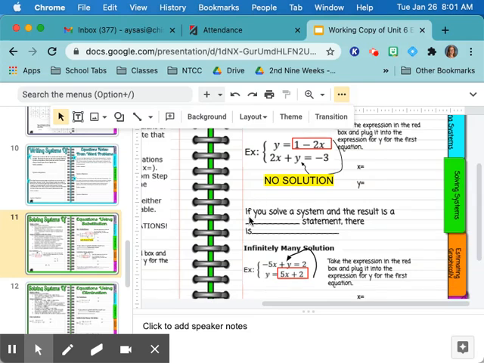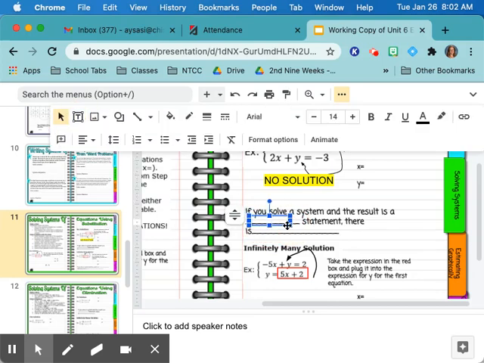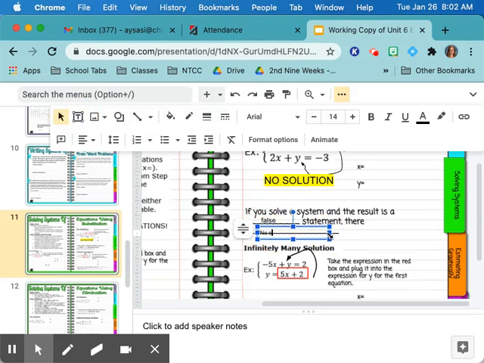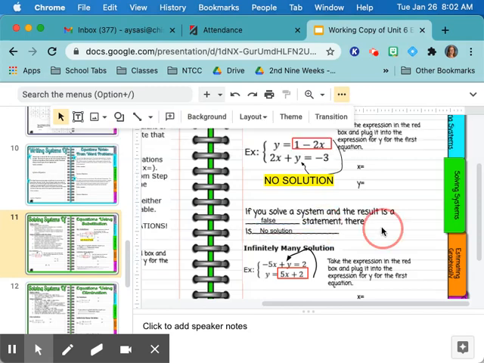Okay, let's fill in the blank here. If you solve a system and the result is a blank statement, there is... So remember when we solved it and we came out with 1 equals negative 3? What kind of statement is that, mathematical statement? False. If it turns out to be a false statement, then there is no solution. If you solve a system and the result is a false statement, there is no solution.